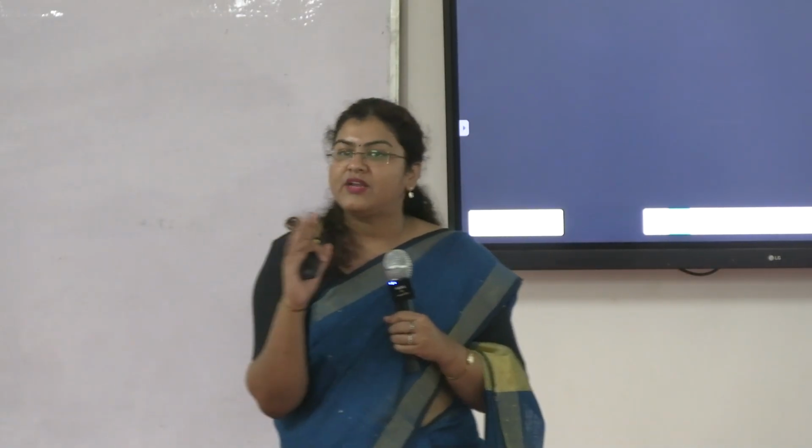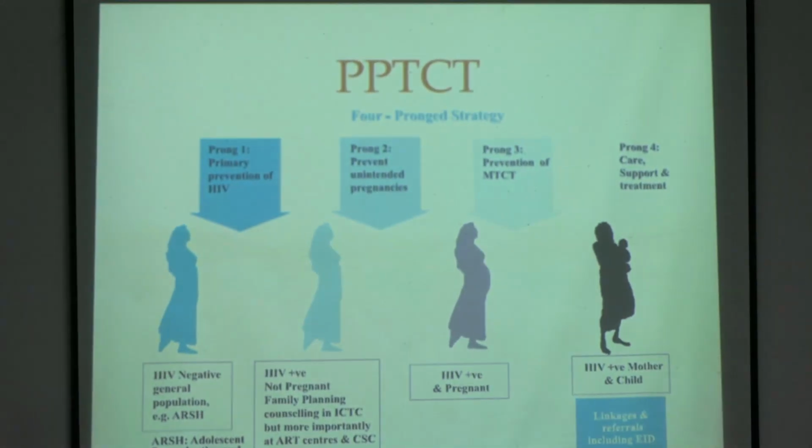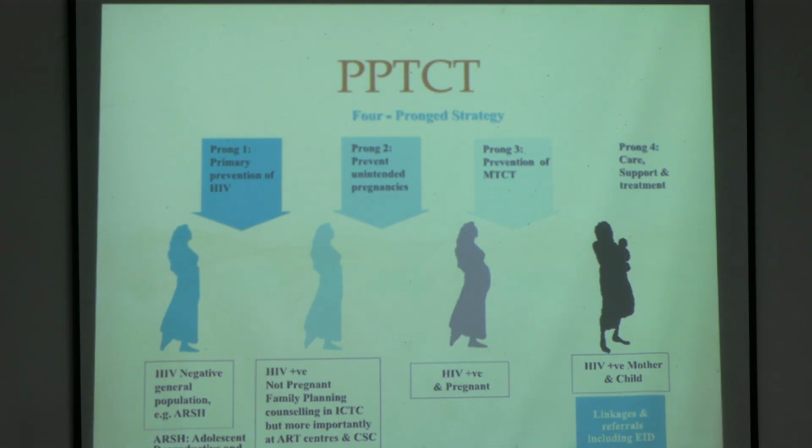In this, there are 4-pronged strategies that we use. I don't know how many of you have read this in PSM, the 4 stages and levels of prevention: primordial, primary, secondary, tertiary. Have we read that part? Okay. So this is what it focuses on. The first prong is primary prevention of HIV. That will be happening in the general population because the disease is not there, but we need to prevent it from happening.